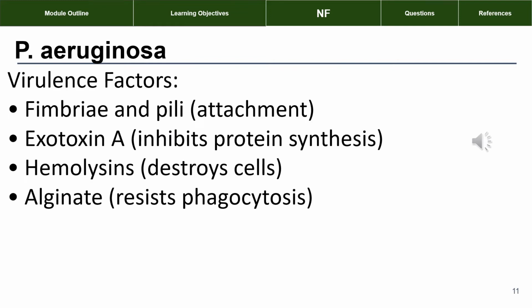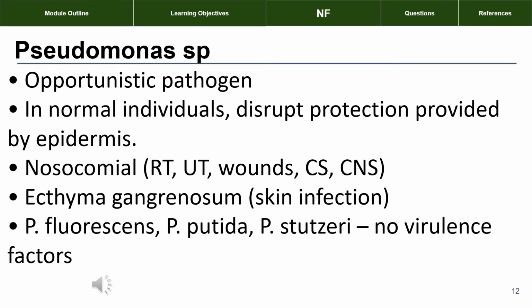Virulence factors for your Pseudomonas aeruginosa are its fimbriae and pili used for attachment, your exotoxin A, which inhibits protein synthesis, your hemolysins, which destroy the cells, and your alginate, which resists phagocytosis. This genus is an opportunistic pathogen, so in normal individuals, they disrupt protection provided by the epidermis. So usually it is acquired through nosocomial infection, and ecthyma gangrenosum, your skin infection.